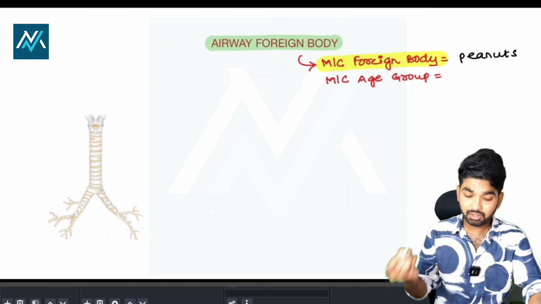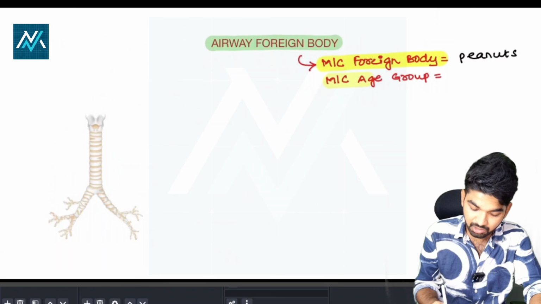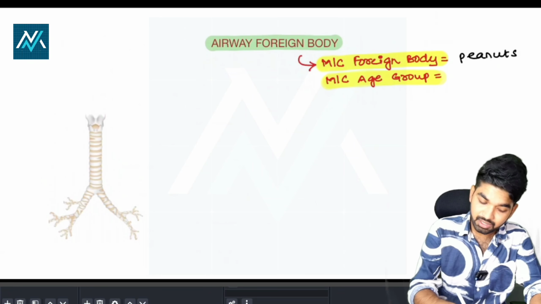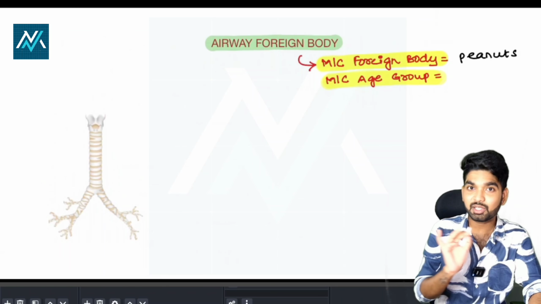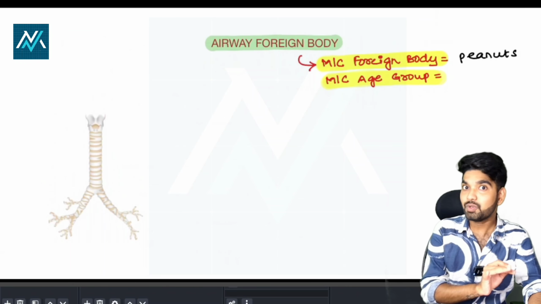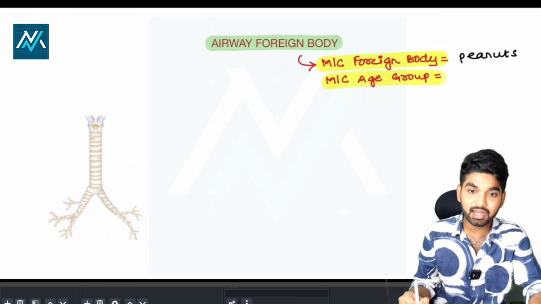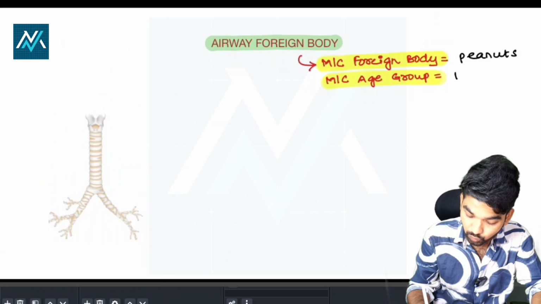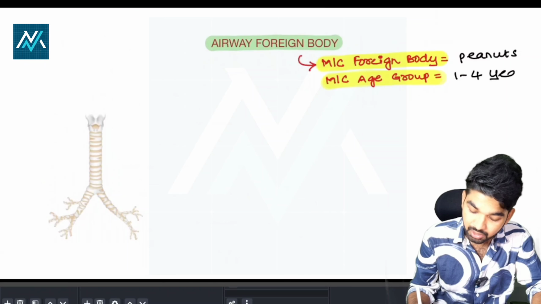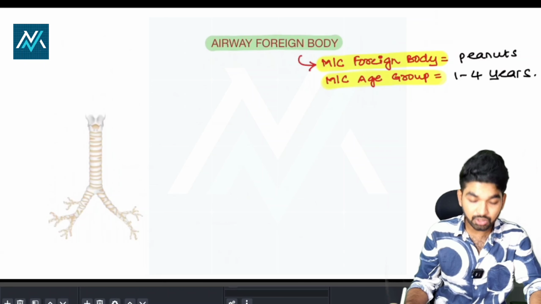What is the most common age group? Can anybody tell me? Sumant sir already said that foreign body aspiration is more common in children. So you should not give me the adult age, give me the children's age. Which age group of children is it? It is the 1 to 4 years age group. Foreign body aspiration is more common in this group. Clear?